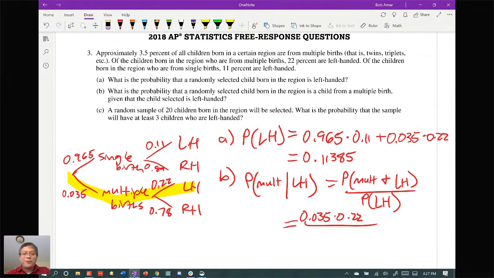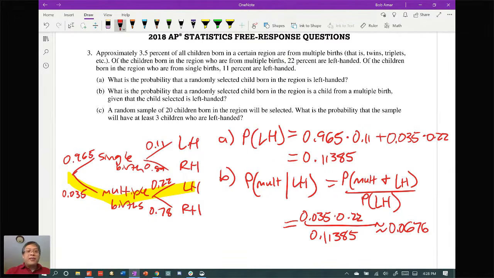No, sorry. The probability that you're left-handed was, I saw a number, I wrote it down. That's not what I meant to do. So 0.035 times 0.22, divided by the probability that you got in part A, which is why it was part A, because you need it now. This is 0.0676. That's part B.